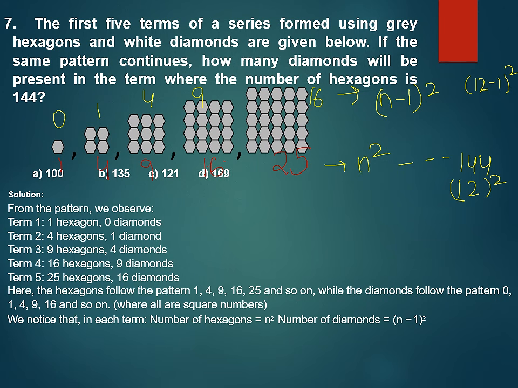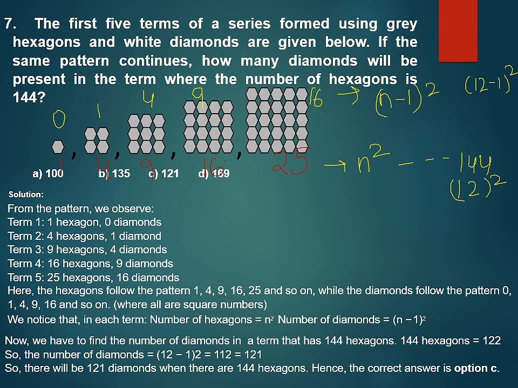Here is the presentation of the answer. As I explained, term 1 has this many diamonds and this many hexagons, and the same for terms 2, 3, 4, 5. The hexagon pattern which was followed, the diamond pattern which was followed. So we noticed that if the number of hexagons is n squared, the diamonds will be 1 lesser number squared. So with that we saw that 12 squared hexagons will have 11 squared diamonds, which means 121 diamonds. That is option C. I hope this has been clear to you all.